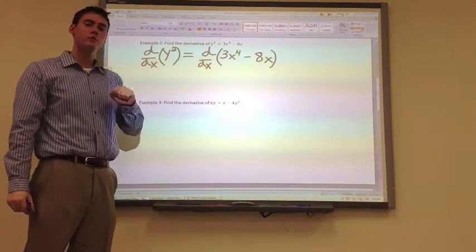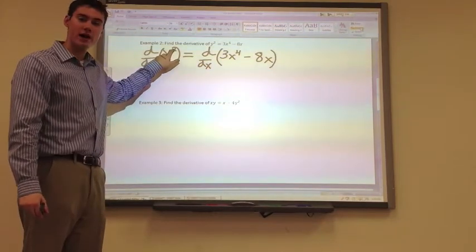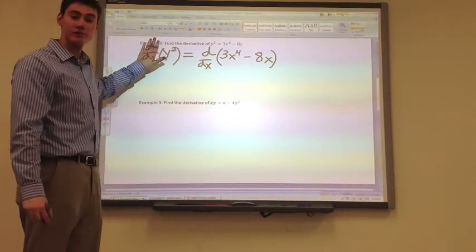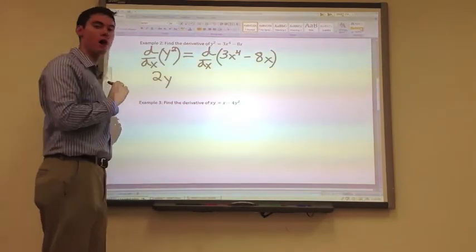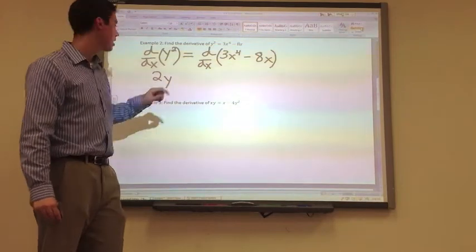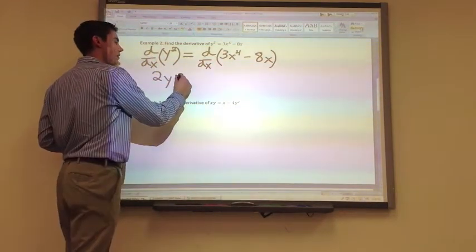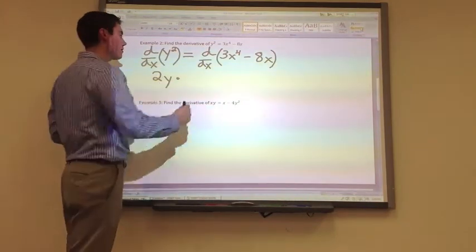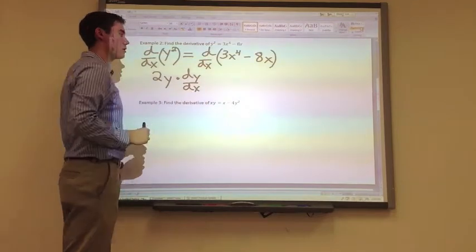This is where things get a little bit different than what we're used to. The derivative of y squared, if we were just looking at derivatives in general, is 2y, because we carry the power down, and we get 2y to the first. But notice that we took a derivative in terms of x, so we have to account for that by multiplying 2y by dy/dx, as shown.